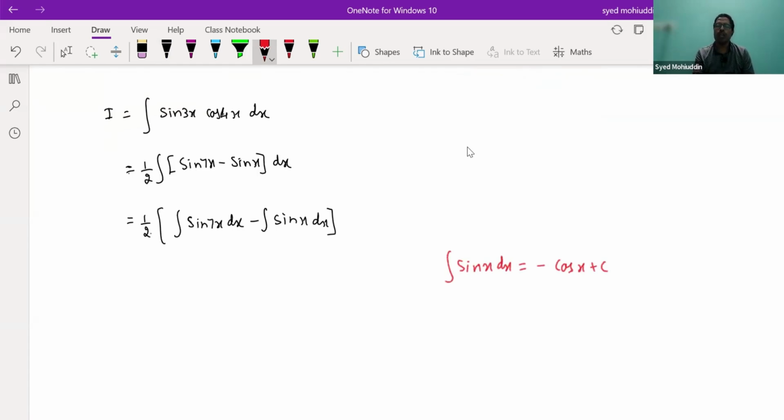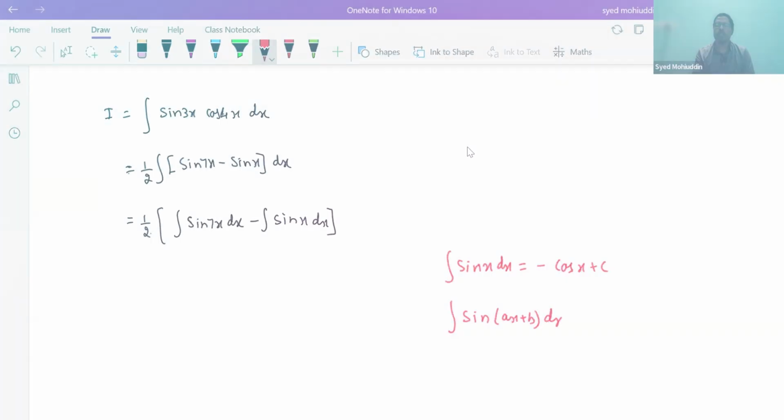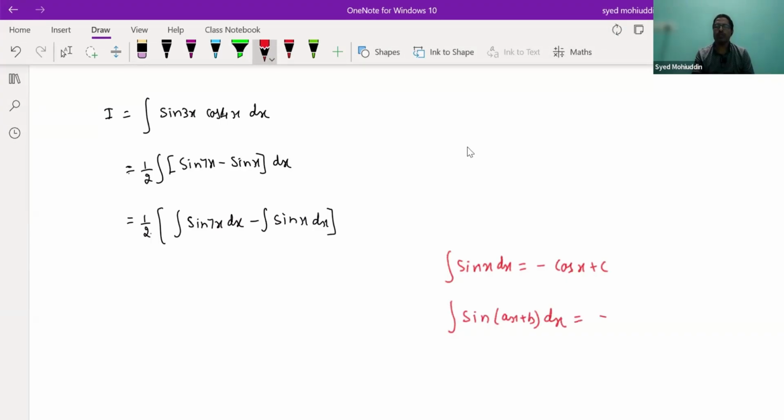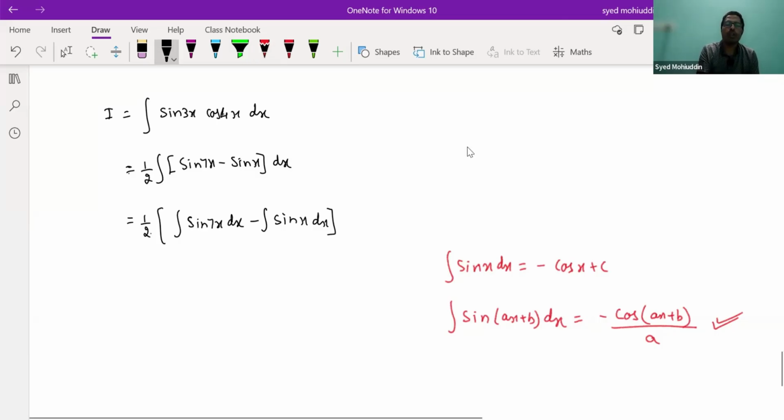Another formula you are having, if you can remember this formula: integral of sine of ax plus b, in this case also the integration will remain the same, minus cos of ax plus b divided by the coefficient of x, which is a, so it is divided by a. Either by substitution method you can do, or you can use this formula directly. Which method do you want to adopt? We'll go ahead with the substitution method only for the first. Second one is direct integration, right?